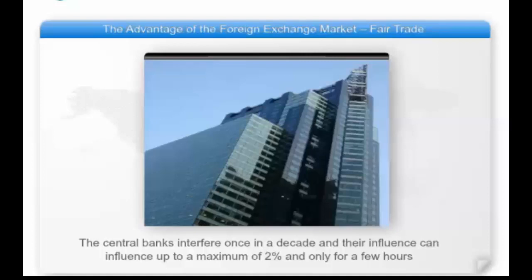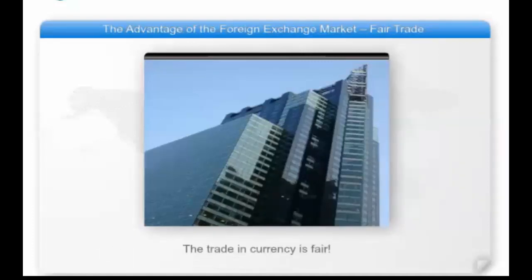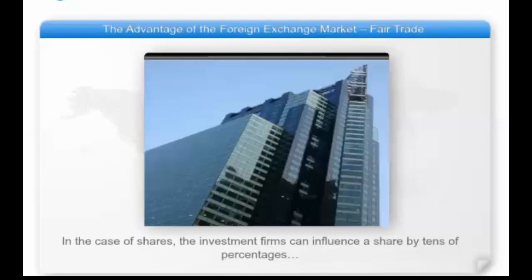This goes to say that currency trading is fair, and nobody, as large as it may be, can affect the market. On the other hand, in the case of stock and options, a large broker has the ability to inject tens of millions of US dollars, and by doing so, they can change the price of the stock by tens of percentage points. And unfortunately, they do so from time to time.